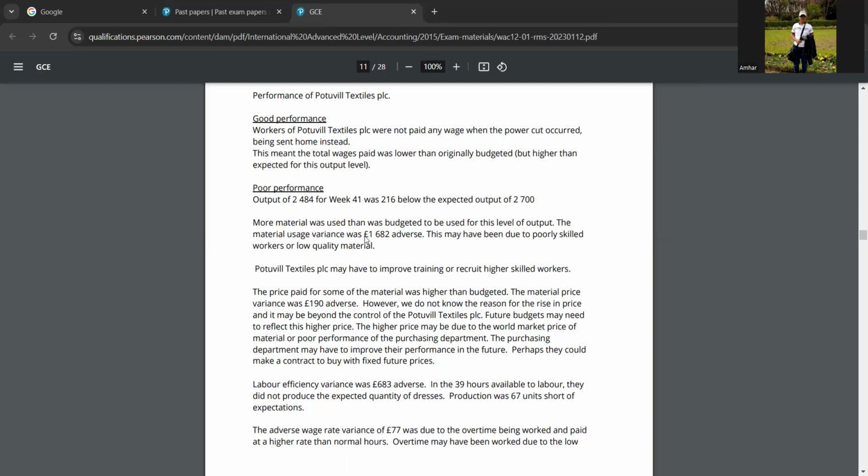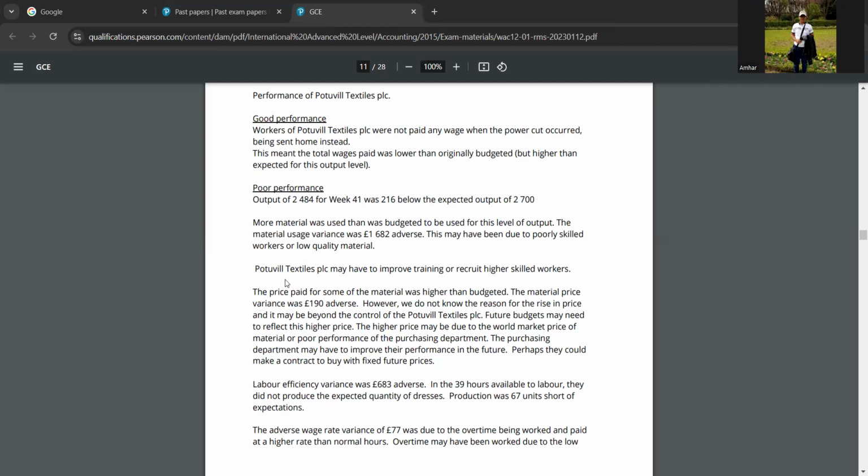So you can say the material usage variance was adverse by this much, and then you can say this may be because the workers were poorly skilled and low quality material was used. That's why the material usage variance was adverse.